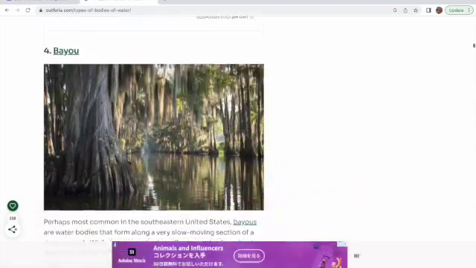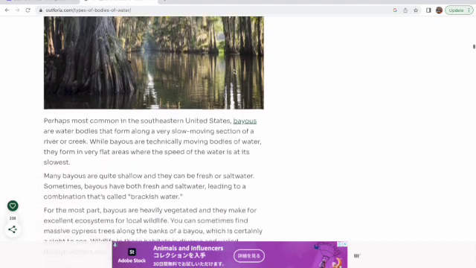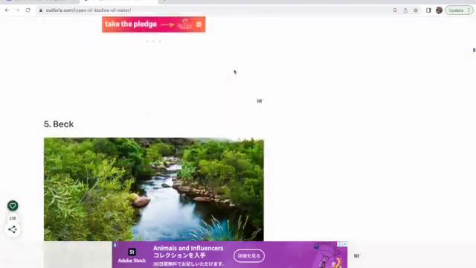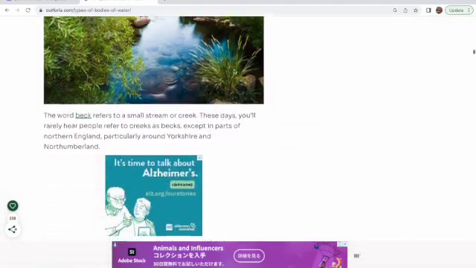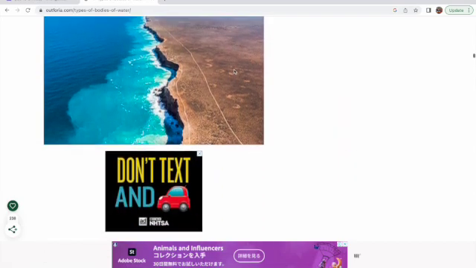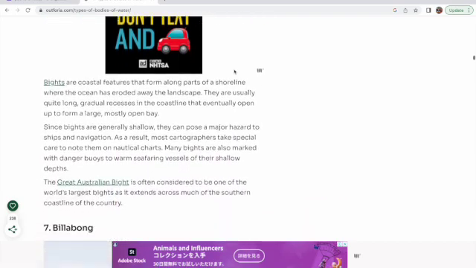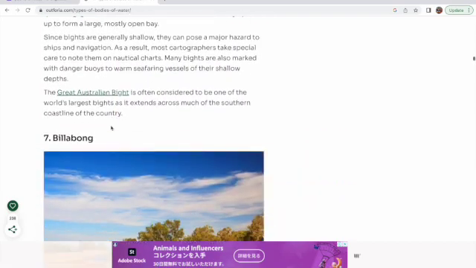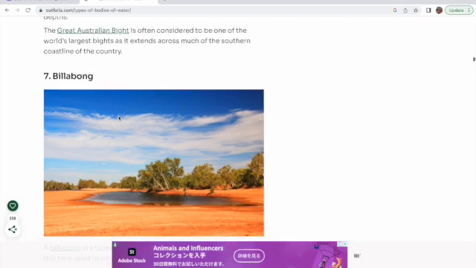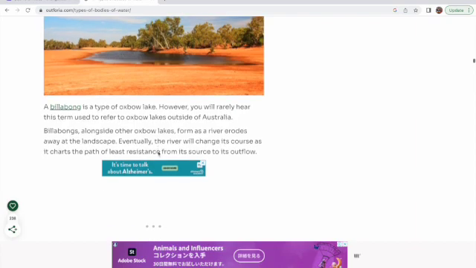Next, we have a bayou. Oh, this is so enchanting. Yes, definitely it is. A beck looks like a river. A bight: you can see more of this, I think, in Canada and Australia. And this is a billabong in Australia. It's a type of oxbow lake.